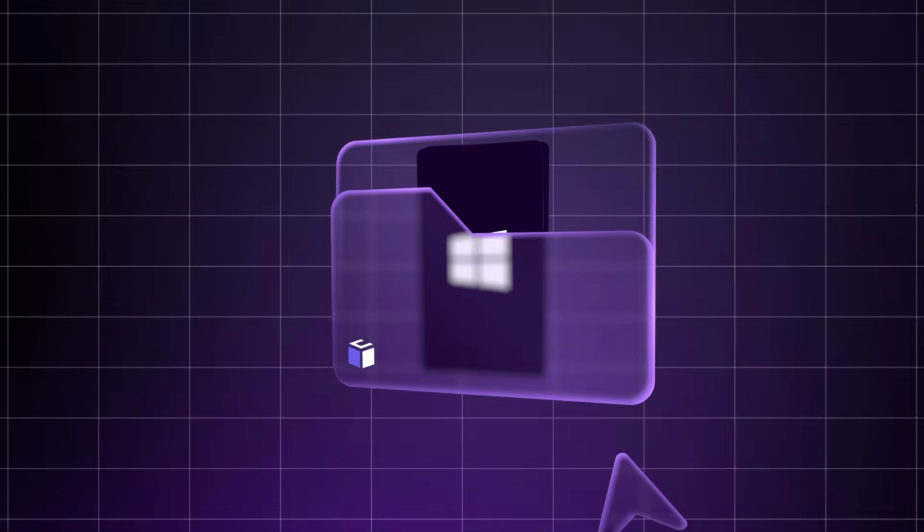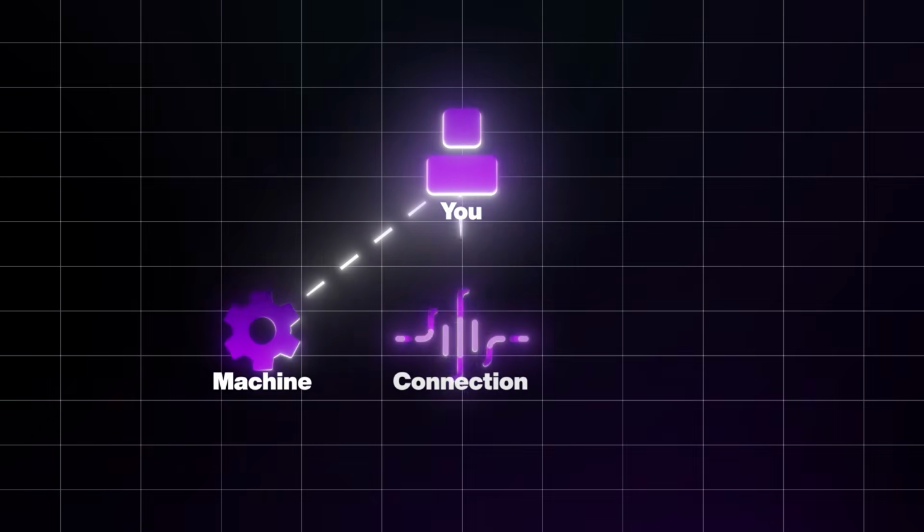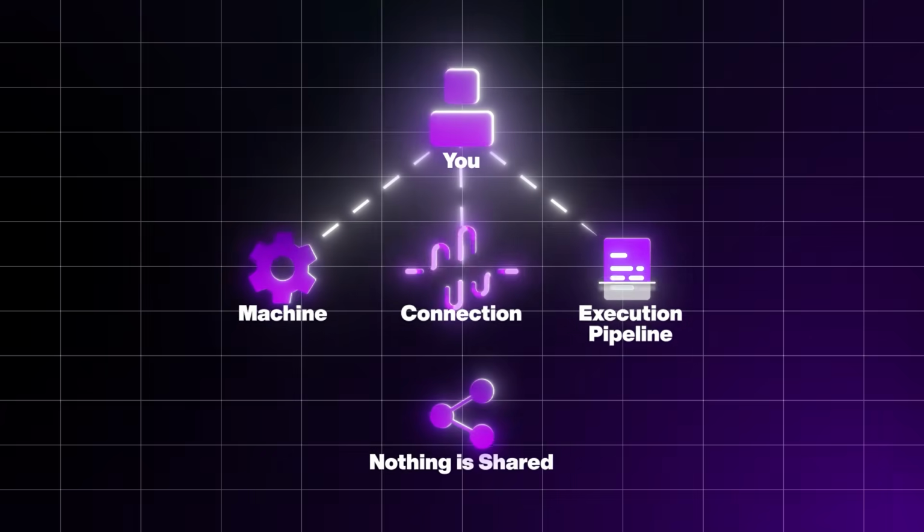With our desktop version, everything runs on your own native machine. Your connection, your execution pipeline, nothing is shared. That means no resource contention, no cross-user interference, and no dependency on someone else's system. And this isn't just theory. In optimized setups, like running on a VPS close to your broker, we've seen replication speeds as low as 50 milliseconds, with multiple accounts filling at the exact same price to the very tick. And that right there is the difference between clean execution and inconsistent results across different accounts.